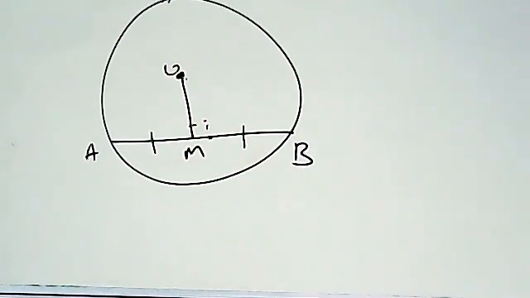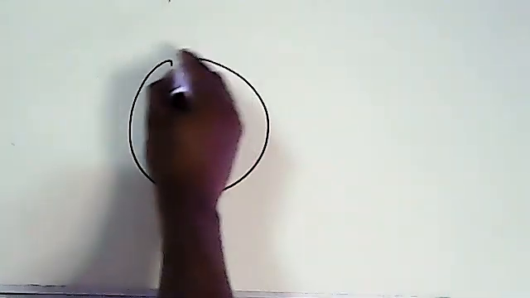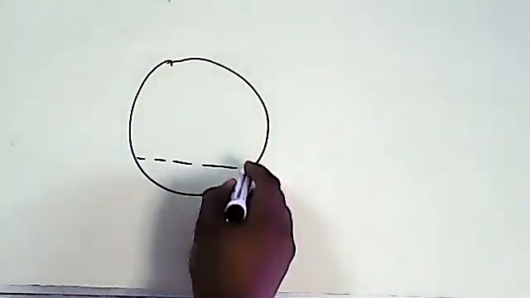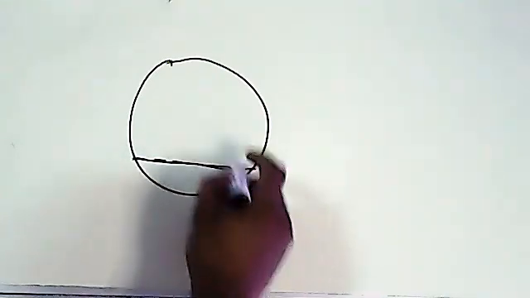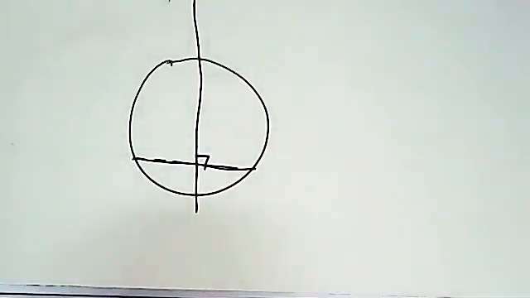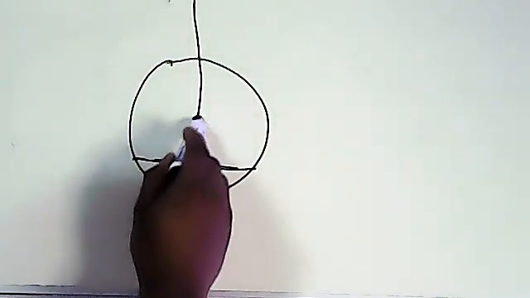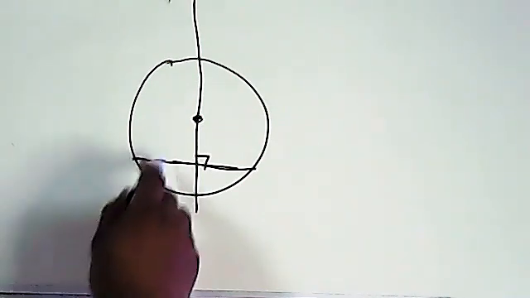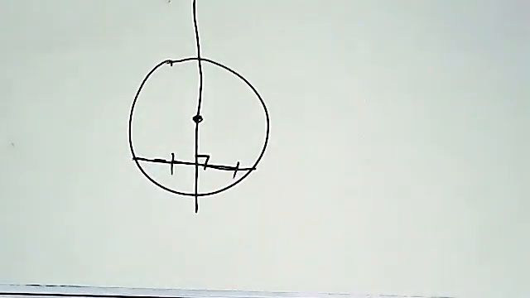And what is the other converse saying? The converse of a perpendicular bisector says that if you have a circle and a chord, and in that chord you have a line that is passing through and makes 90 degrees, then this line is passing through the center, and this will be equal to that. So that is the second converse.